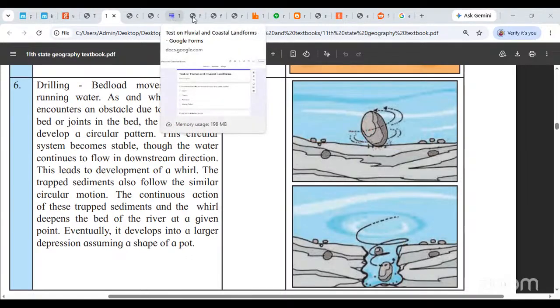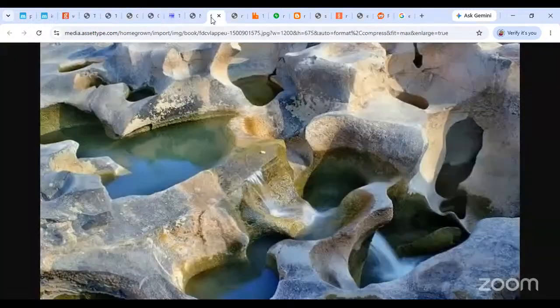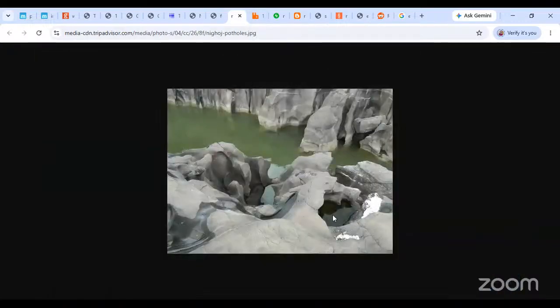ये क्या है? This is what those potholes look like. You have seen this near rivers. This is a very common thing to see, right? This is a smaller scale पे ऐसा दिखता है. Larger scale पे there is a place near Pune only, निगोज नाम की जगह है. वहाँ का landscape है ये.